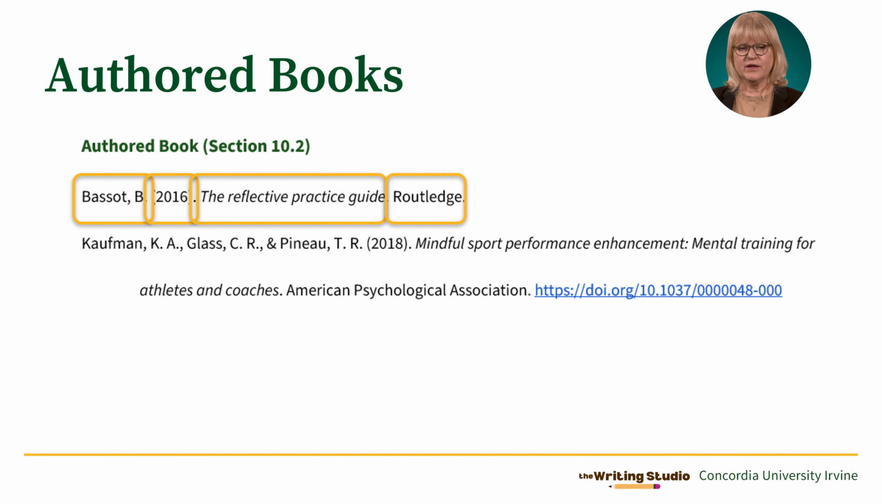Same principles for the author, last name, initials, and the year in parentheses. The book title is like the article title in that it is in sentence case, but unlike the article title, it is italicized. Last, add the publisher. With APA 7, you do not need to add the location of the publishing house. And then you can see the second example shows a DOI address where this was online.